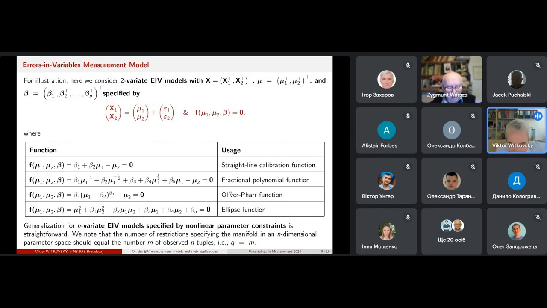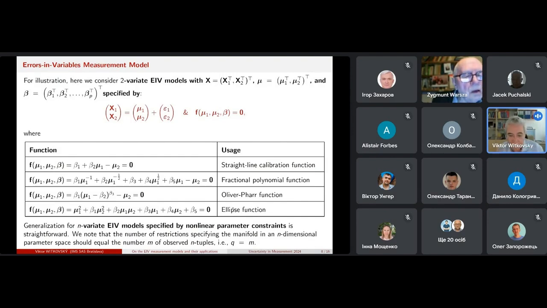Similarly, in other technical quantities like nanometrology, we consider nonlinear functions. We can also consider nonlinear functions like the Oliver-Pharr function in atomic force microscopy or indentation problems, which is used for fitting the data. And here we have a nonlinear relationship between the true values of x's and the true values of y's, and there are some parameters which are our measurand, the parameters of interest, denoted by beta 1, beta 2, and beta 3.